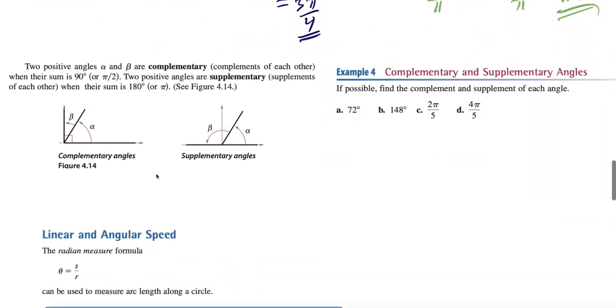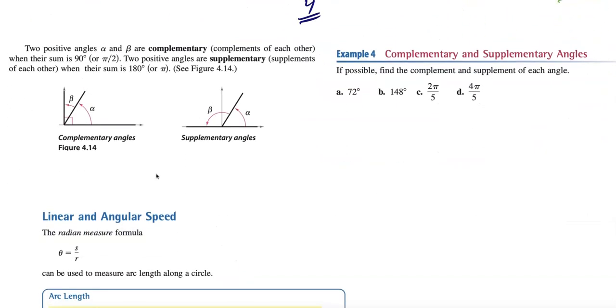Okay, so how about complementary, supplementary angles? We should know complementary angles are two angles that add up to be 90. Supplementary angles are two angles that add up to be 180.